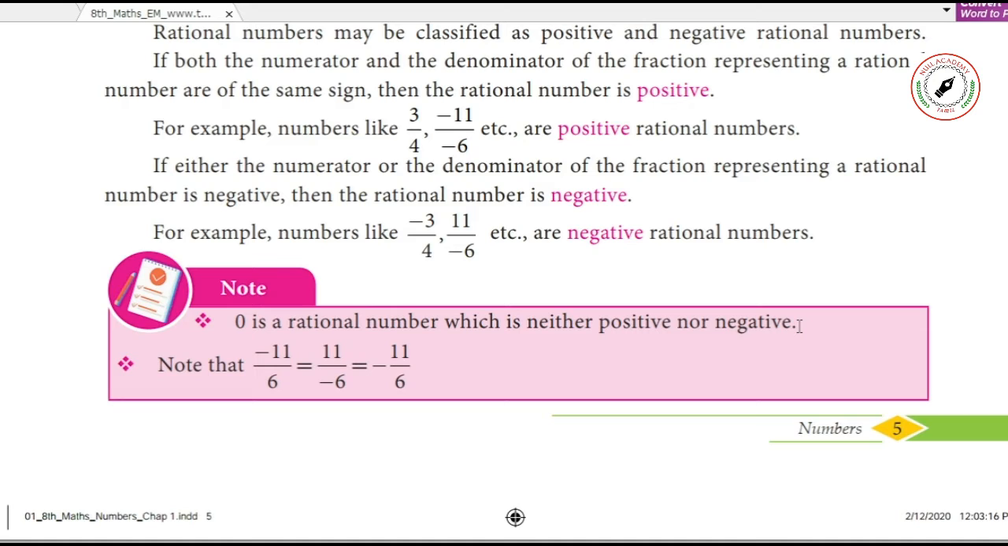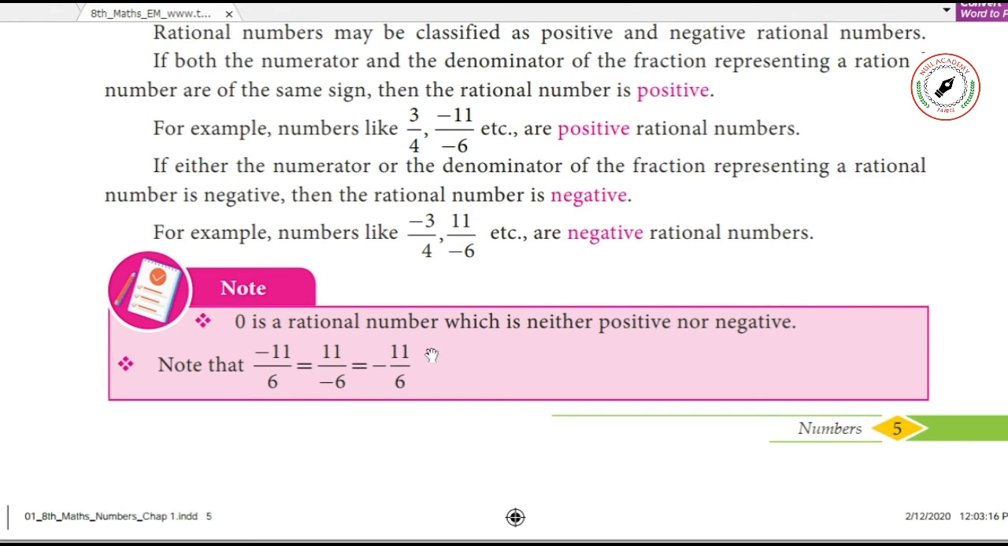What is 0? Is 0 positive or negative? It is neither positive nor negative. Note another point: minus 11 by 6 is the same as 11 by minus 6, the same as minus (11 by 6) with the minus in front of the whole fraction. See, all these three are the same. Wherever you put the minus, it has the same meaning, whether in the numerator, the denominator, or in the common place in the middle.